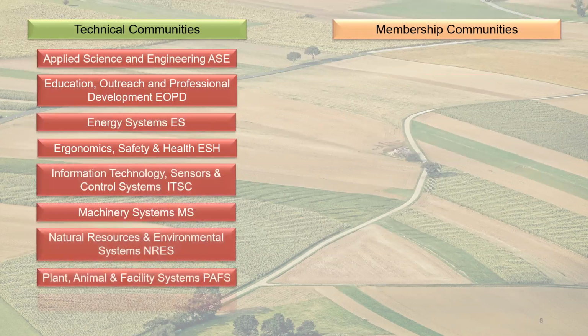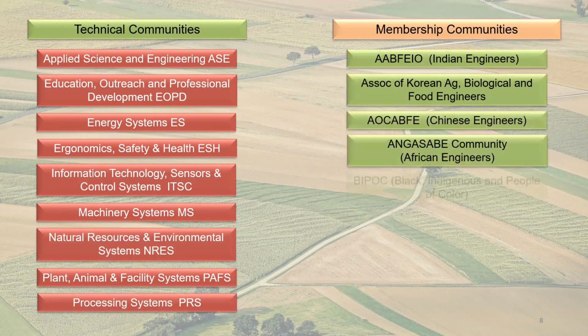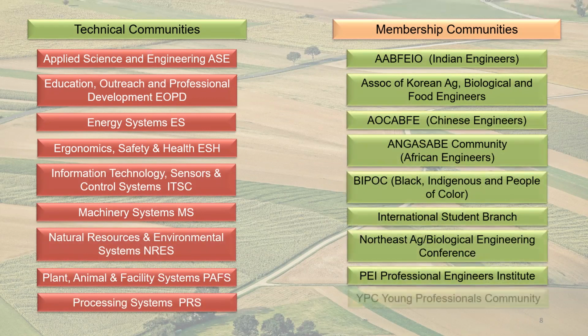This slide details the various technical communities and the membership communities. With more than 200 active committees, you're sure to find something that fits your areas of interest. And as a member-led society, if there is a topic or a community of interest to you that you'd like to start, we're happy to help you do that. So you actually have the control. It's not the staff that's controlling this. We're here to support you in your thoughts and ideas.